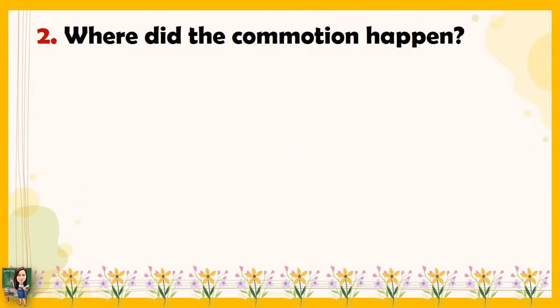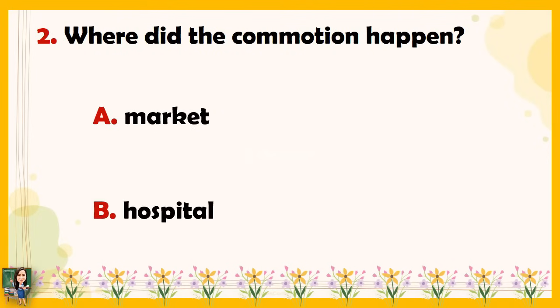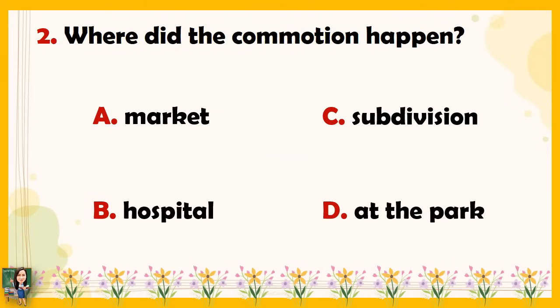Number 2. Where did the commotion happen? A. Market. B. Hospital. C. Subdivision. D. At the park. What is the correct answer? Very good. The correct answer is letter C, subdivision.